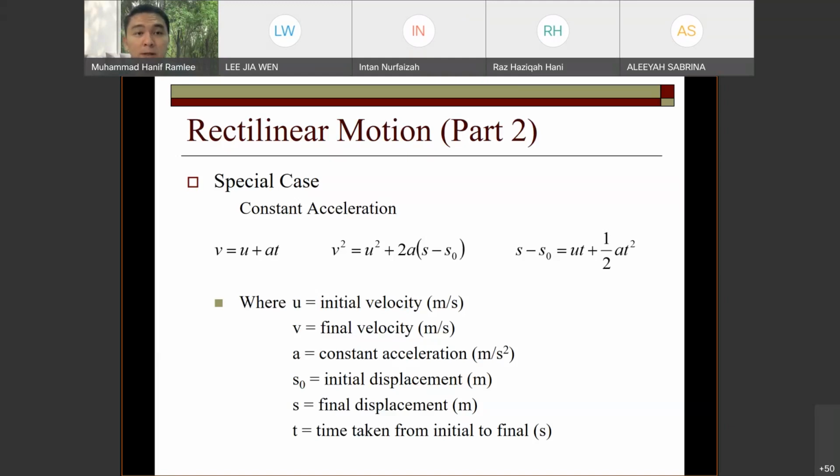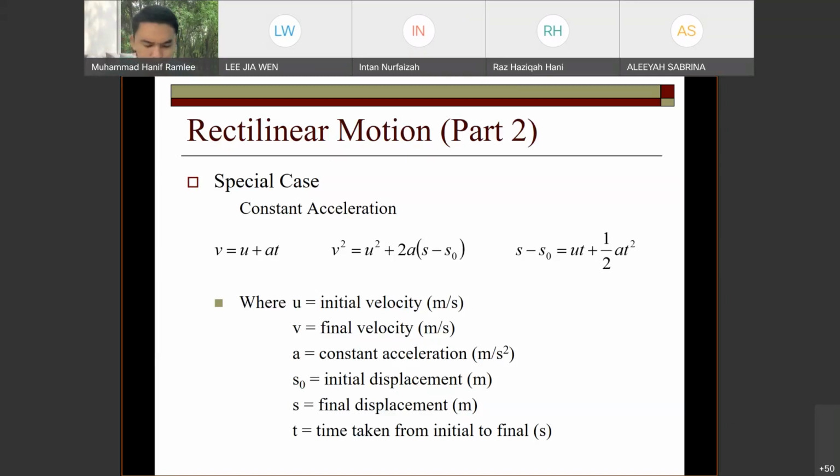During my time in bachelor degree also, we didn't have the formula in the final exam. You have to memorize. All right, so what are the V, U, A, and T?